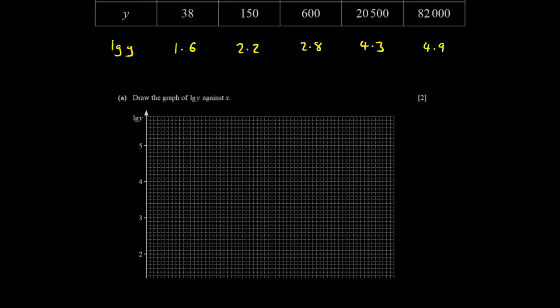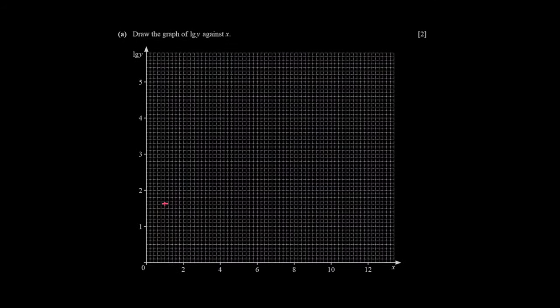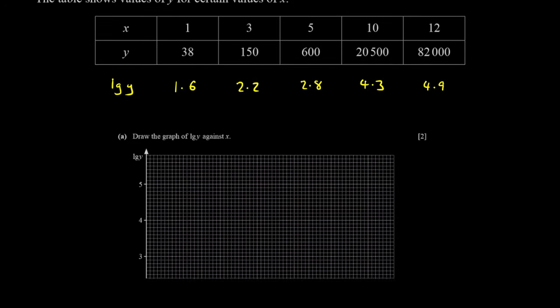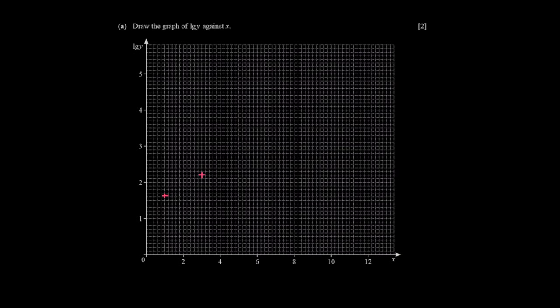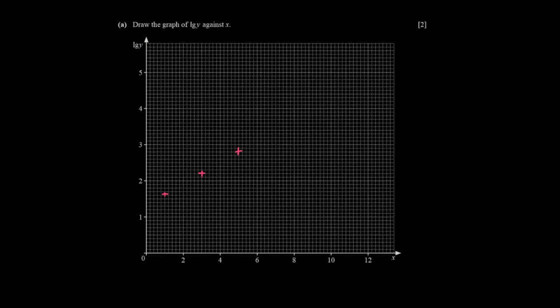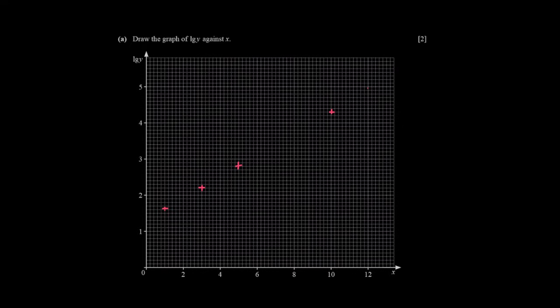Okay, so now what I want to do is plot the points on. So when x is 1, log y is 1.6. So let's try to put that on. 1 and 1.6 is roughly there. Next, x is 3, log y is 2.2. So roughly there. It's kind of hard for me to do this, by the way, with the screen, so my answer is probably going to be not as accurate. 5 and 2.8, so 5 I think is there, 2.8 is like there, I think, like that. And 10, 4.3, so that's 10, 4.3 I think is there. Yep. And then 12 is 4.9. So that's like that.